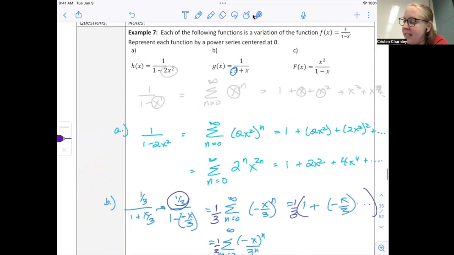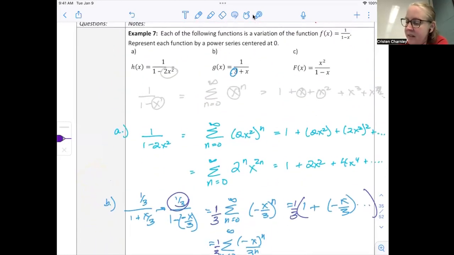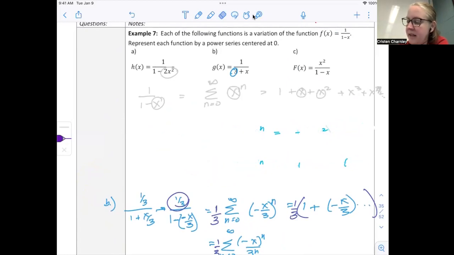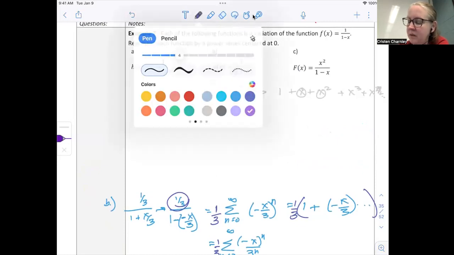Now for letter C, I didn't quite give myself enough space here. So let me erase all of this. This is a lot of information in a very short amount of time. So don't be afraid to ask me questions about what's going on.